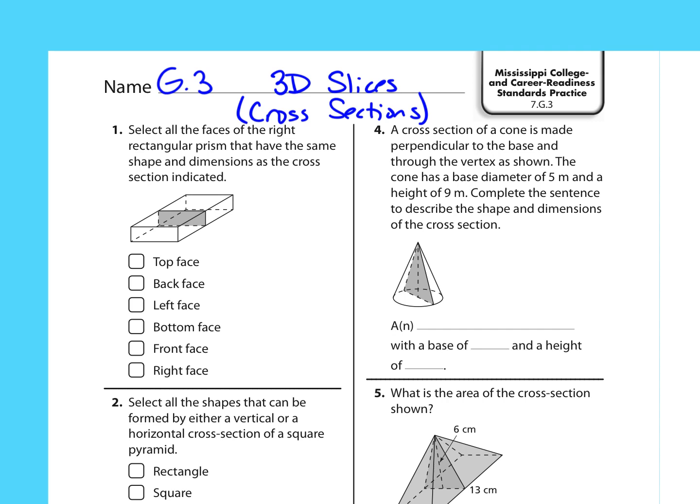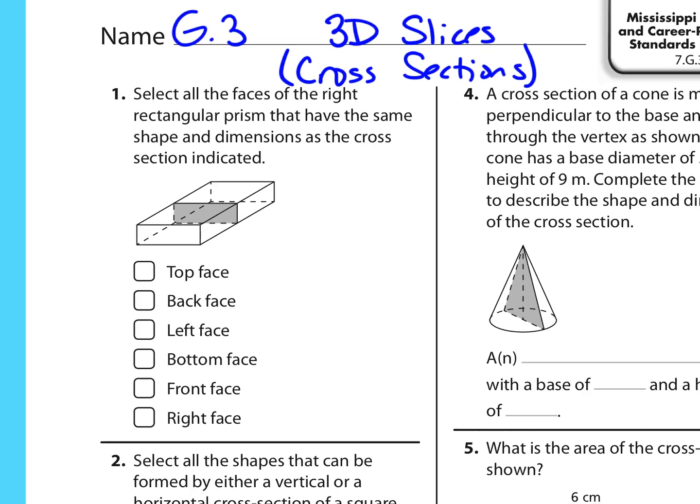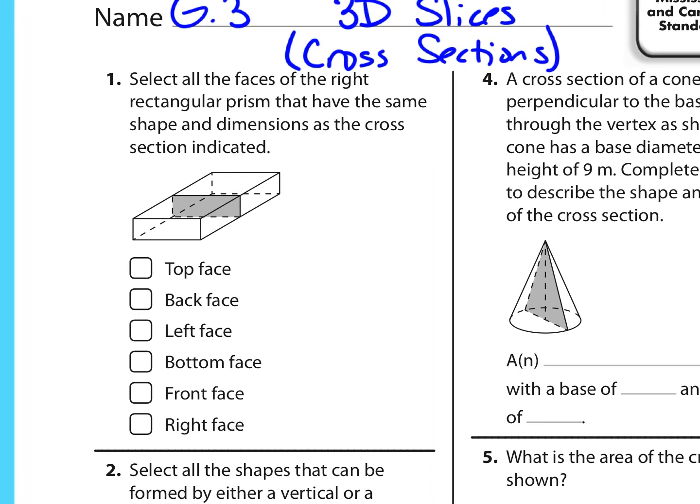7.G.3 is about 3D slices, which we also call cross sections. They're like taking a slice or a two-dimensional piece out of a three-dimensional figure and seeing what that is. So starting on number 1, select all faces of the right rectangular prism that have the same shape and dimensions as the cross section indicated.